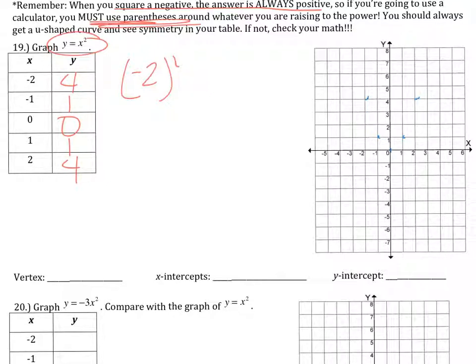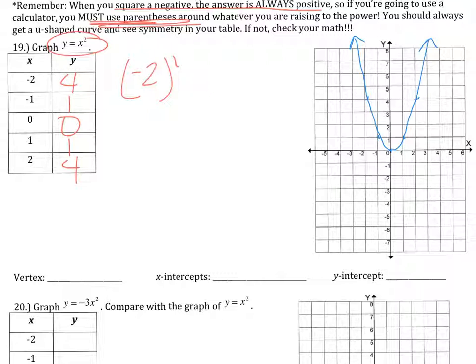And again, these are just a couple of points, and we're going to connect them, and it's going to have that parabolic shape. It's going to look like a U. And this is going forever, so you want to make sure that you make the endpoints arrows. So it's going to go to infinity on both sides.